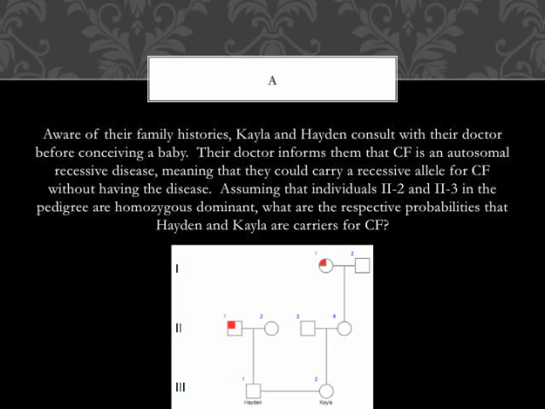Assuming that individuals 2-2 and 2-3 in the pedigree are homozygous dominant, what are the respective probabilities that Hayden and Kayla are carriers for cystic fibrosis?